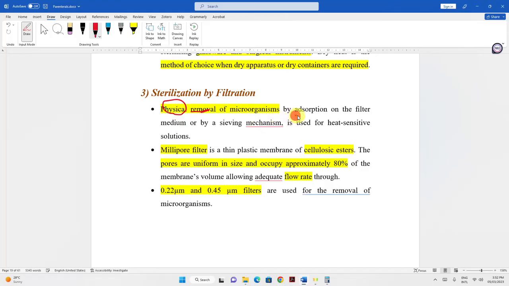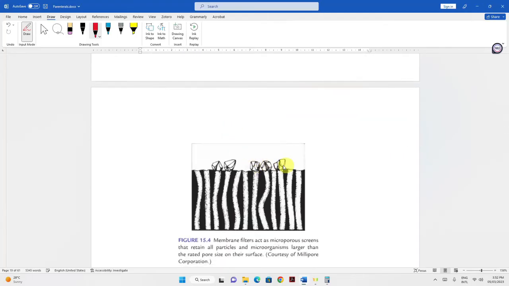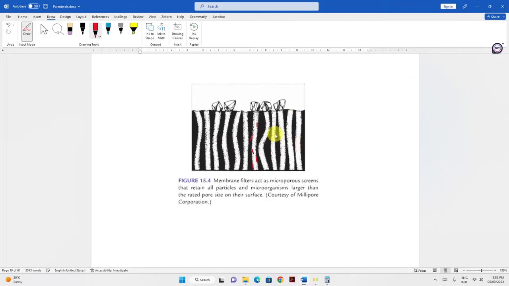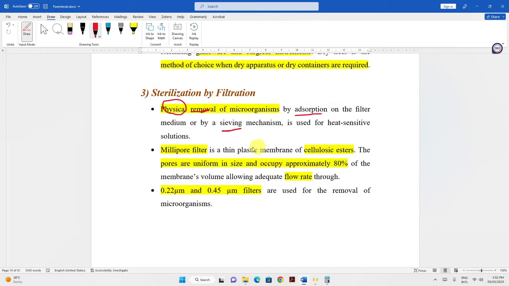This can happen by two methods. One is through adsorption, and the other method is through sieving. What you are seeing here is sieving. If the particle is small and gets stuck somewhere in the passageways, in the channels, then that is adsorption. If the particle is larger than the opening, that is sieving. Okay. Now, Millipore is a company.